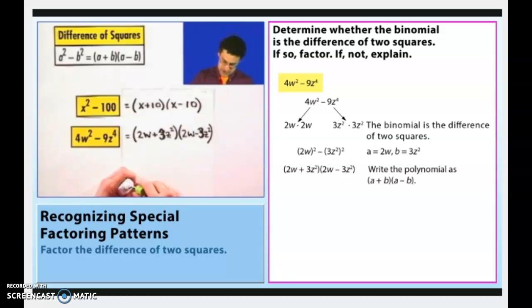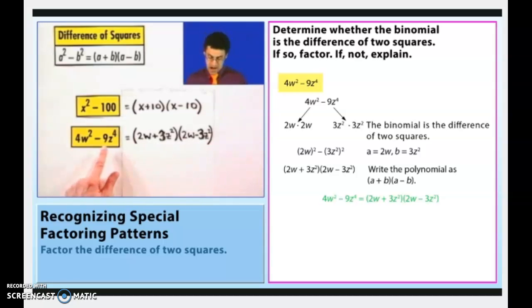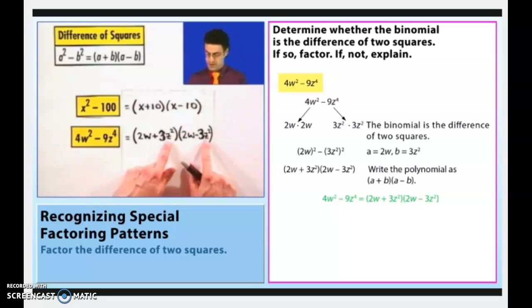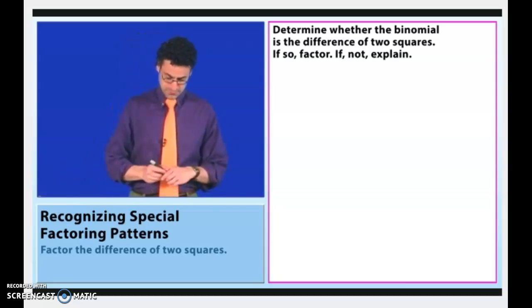If you take 3z squared and you square it, you actually produce 9z to the 4th, which is what we want. So there we have it. Now it's correct. That's good. It's always good to find your own mistakes. And you can actually FOIL this out and see that we're going to get 4w squared minus 9z to the 4th. The z squared times z squared gives us the z to the 4th. All right, one final one. One more.